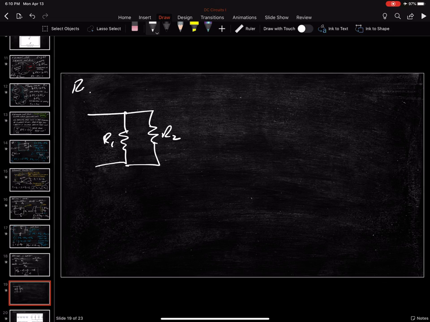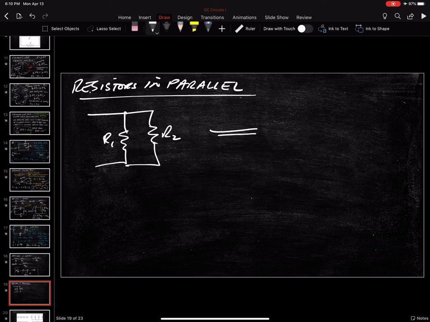You've got resistors in parallel. They're parallel to each other. And I want to figure out, well, what happens in this case? Can I replace this circuit by another equivalent circuit? Yes, I can. But the rules are a little bit different. In fact, the rules are more complicated in this case. Let's see how we do it.